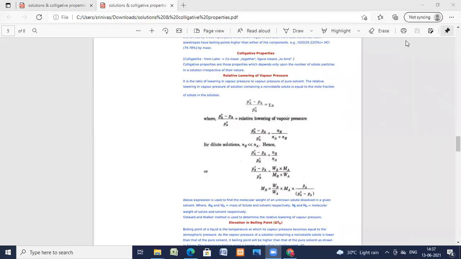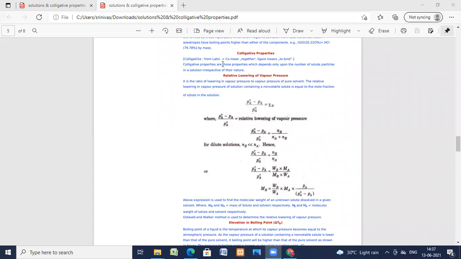Students, welcome to today's chemistry class. Today I am going to explain to you about colligative properties. In the previous class I explained solutions, and the continuation of that is colligative properties.